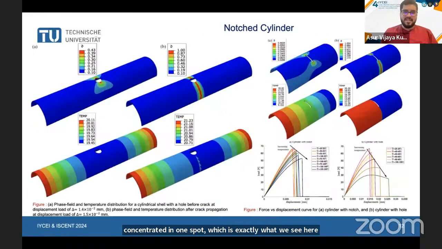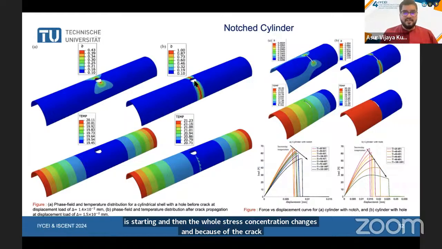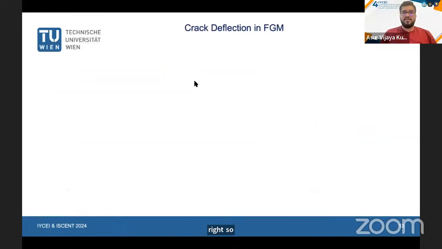Okay, again, here are some examples of similar stuff with the cylinder. So this was done keeping in mind huge pipelines. So if you have a hot water pipeline, this may happen in your home as well. If there's a small crack, let's say, which is starting, and then the whole stress concentration changes, and because of the crack, temperature also changes, right? So boring stuff. I'll take you to the more interesting stuff.